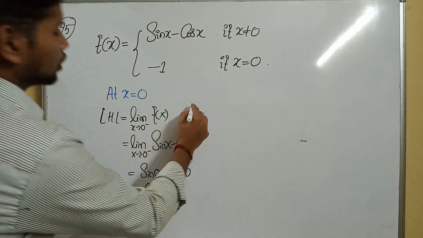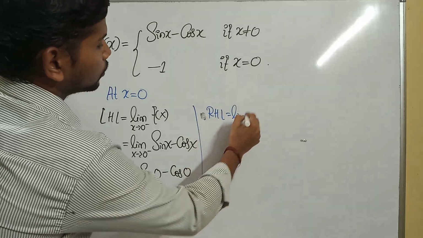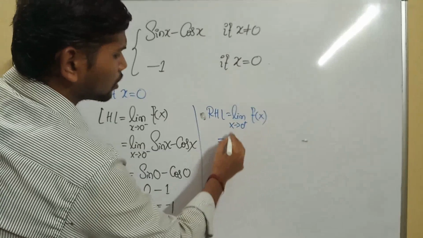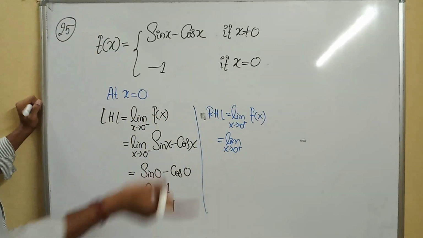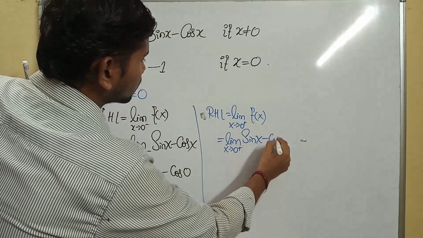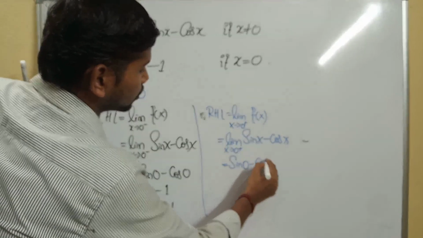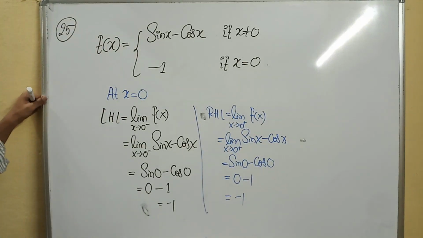Understood? Okay, then what about the RHL value? RHL is the limit of f of x as x tending to 0 plus. 0 plus has the same function, no change. 0 plus means it is also not equal to 0. That's why sin x minus cos x. Now what is sin 0 minus cos 0? What is sin 0? 0. Cos 0 is 1. Total answer is minus 1.